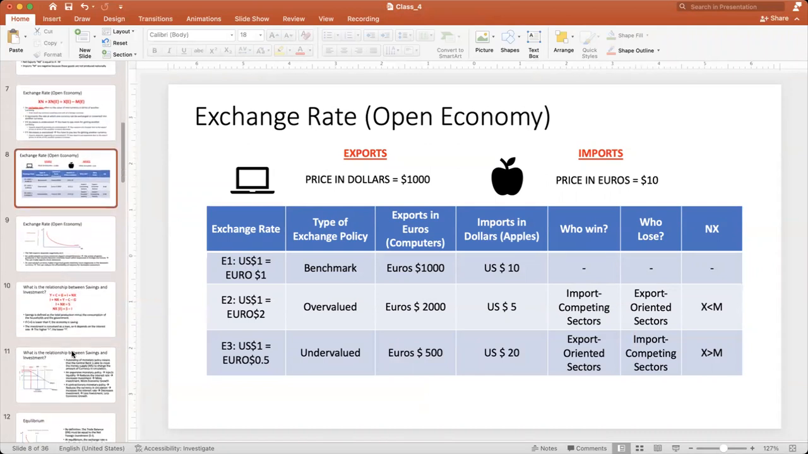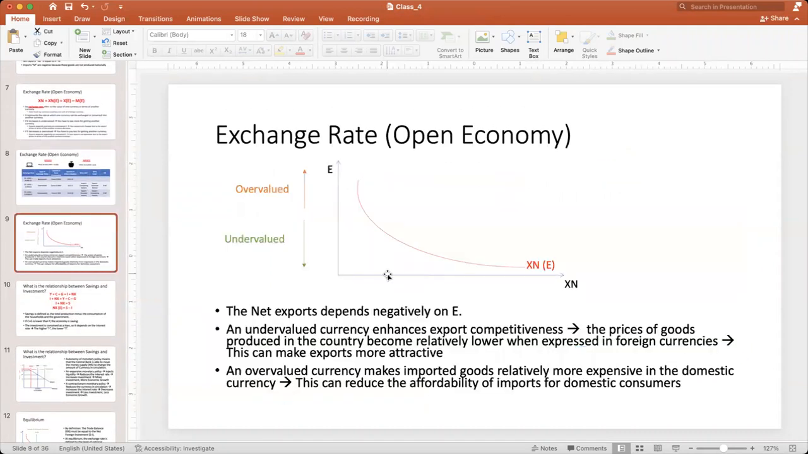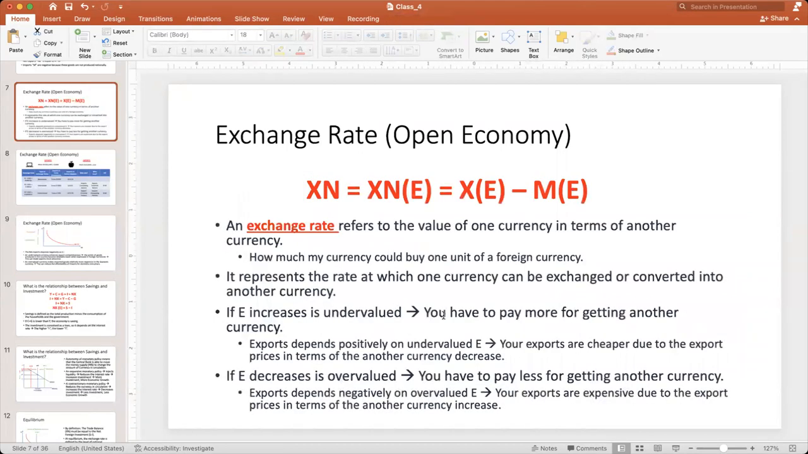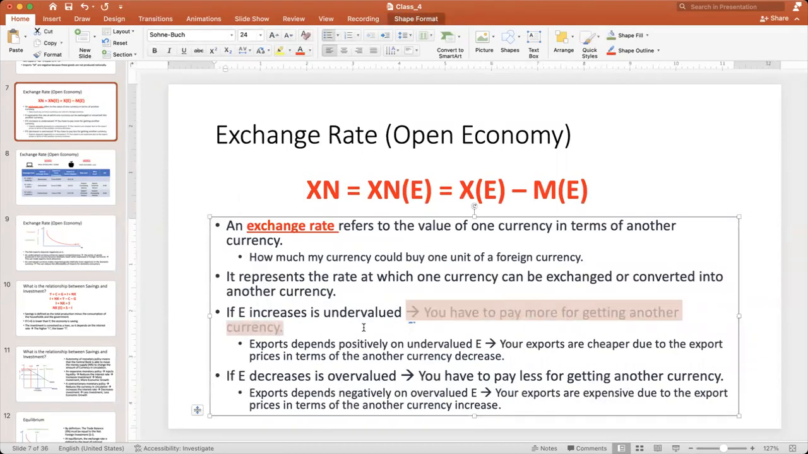So in order to understand this a little bit more, we can see that net exports depend negatively on the exchange rate. So if the exchange rate is undervalued, which means that it is reducing, decreasing the exchange rate. So remember, you have to pay more for another currency.